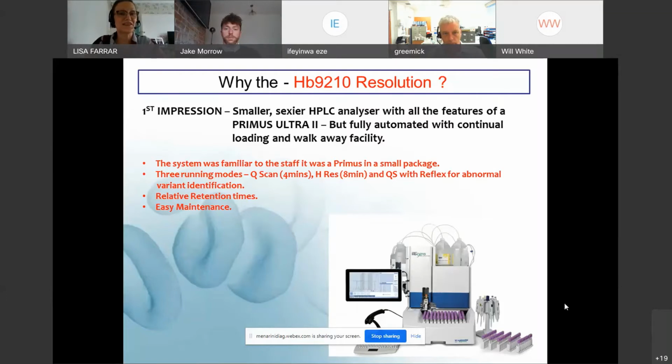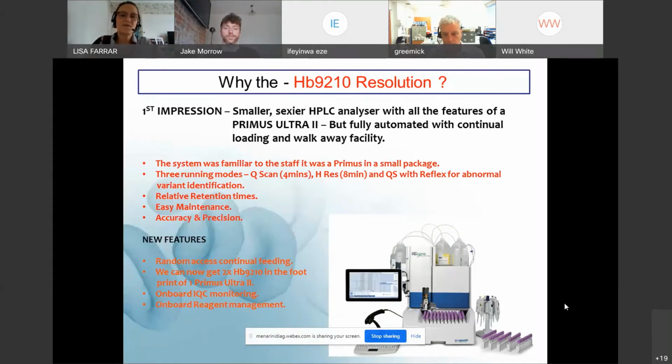Ultra is really good, but this has a lot more ease of maintenance and a lot more automated processes, as Jake has already outlined. The accuracy and precision is better than the Primus Ultra, but that is now a very old kit, over 20 years old.